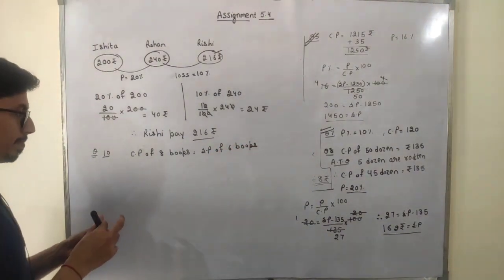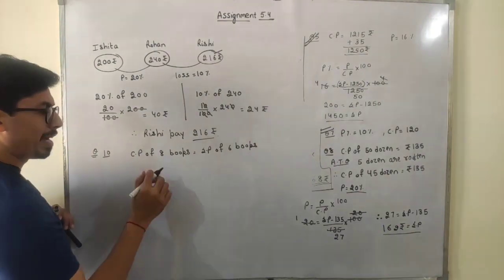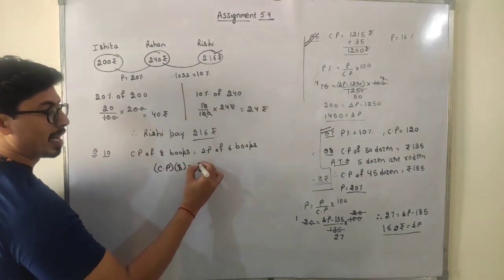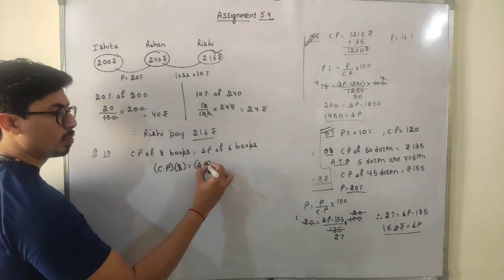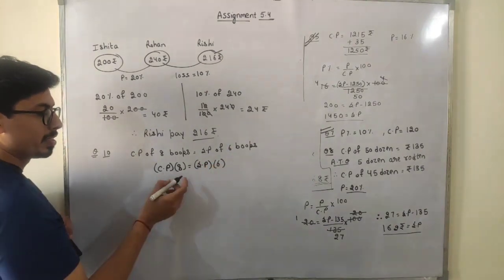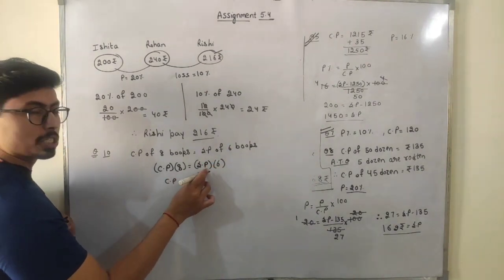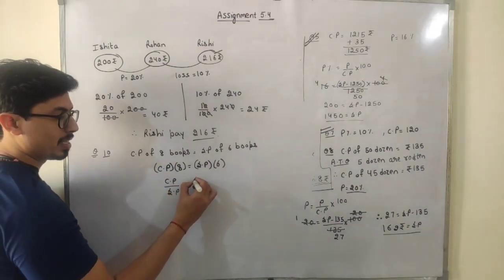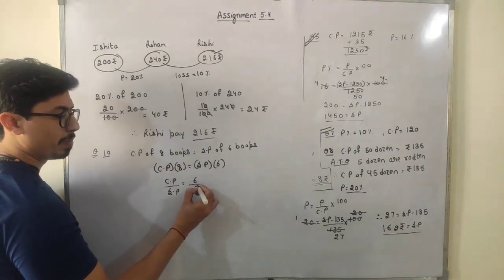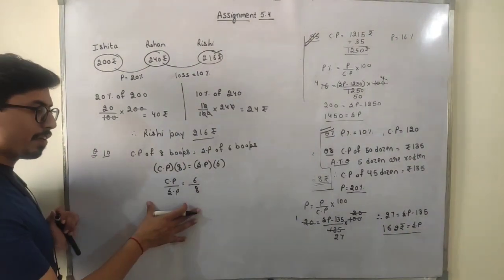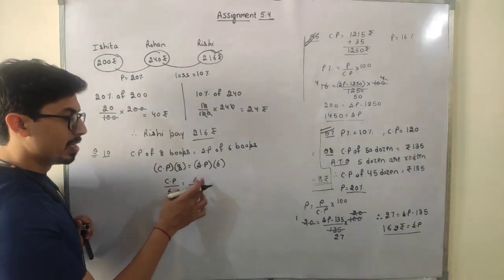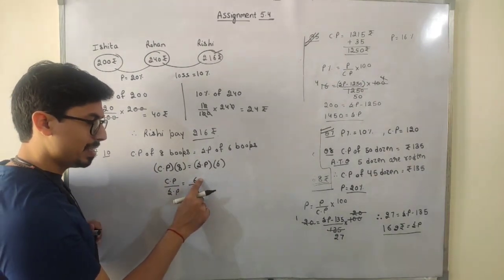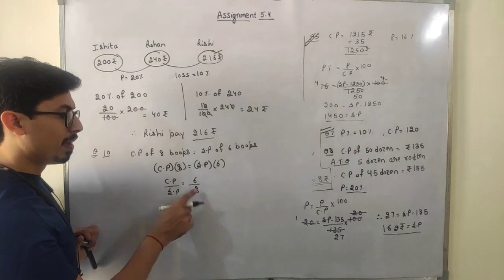Now see, cost price of 8 books means cost price of 1 book into 8. Selling price of 6 books means selling price of 1 book into 6. See, SP is in multiplication. When it goes here, it will be in division now. 6 as it is. 8 is in multiplication. When it goes here, it will be in division. So I have found out the ratio. That means if I take, for example, the CP as 6, the SP will be 8.